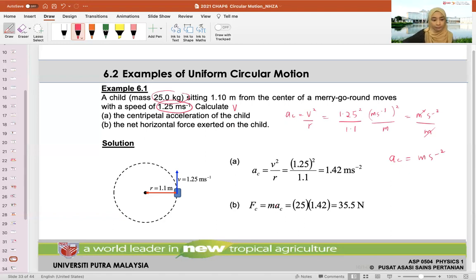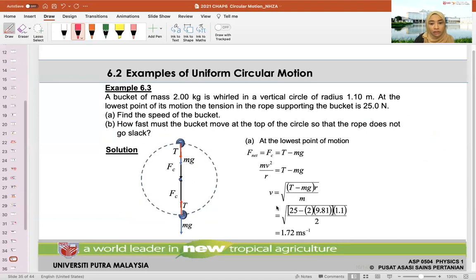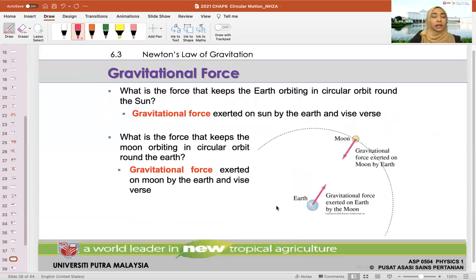The end. Okay, this one is for tomorrow, next week, okay? We will finish the examples on circular motion. There are a few here. I want us to really focus on this one, so I don't want to do it today. And then we will move on to gravitational force.